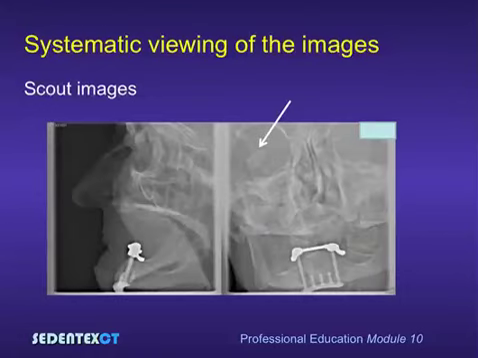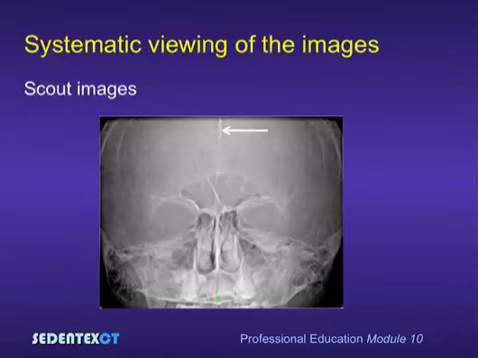For example, look at this case here, where the scout images were taken prior to cone beam CT examination to plan implants. Overlying the right orbit, you can see a calcification arrowed on this image. This turned out to be a brain tumour. Similarly, here on this patient, the scout image shows a calcification running down the centre of the cranium. This was calcification of the falx cerebri in a patient with Gorlin syndrome.